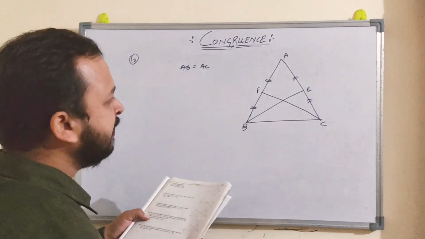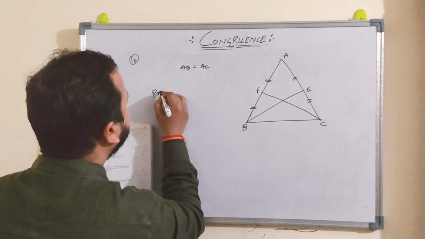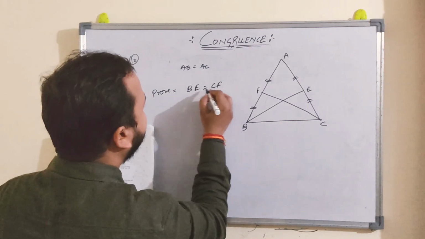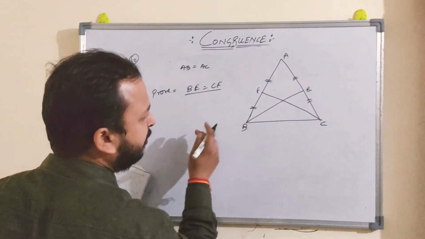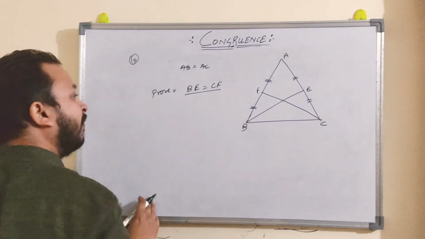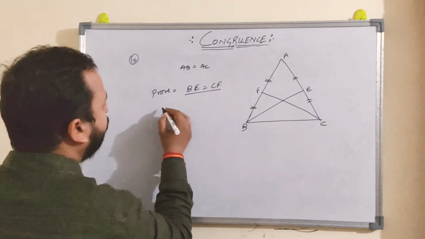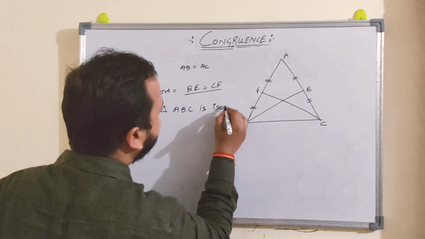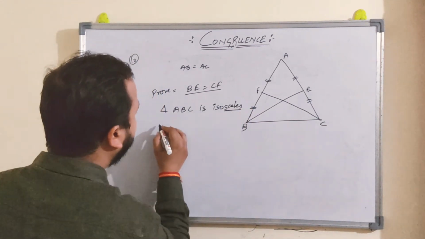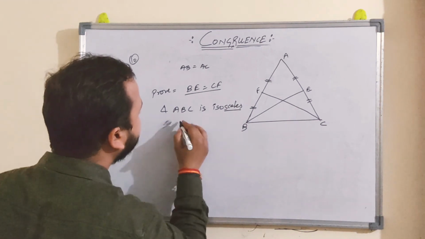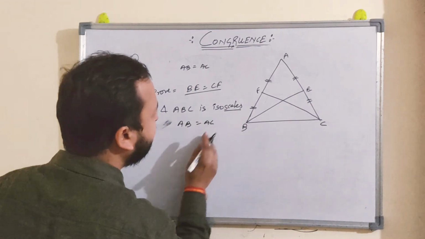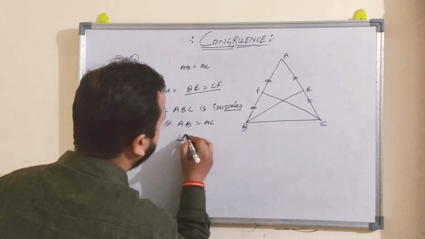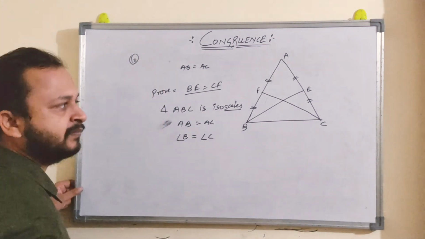So we have to prove that BE is equal to CF. So we know that if triangle ABC is isosceles, it means AB is equal to AC. If AB is equal to AC, it means angle B is equal to angle C, right?